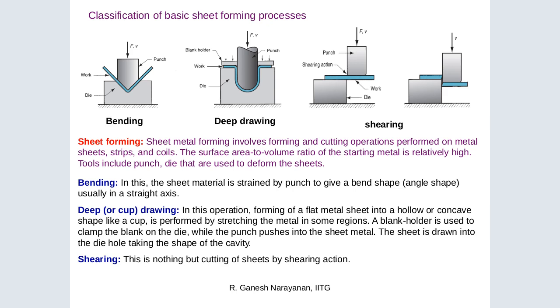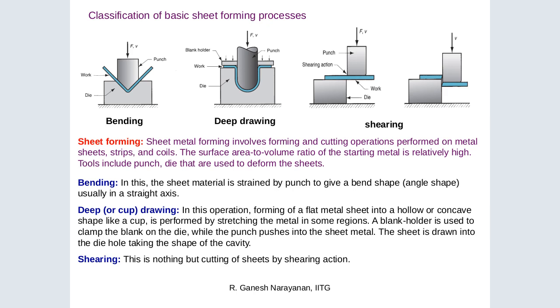Bending. What is bending? In bending, the sheet metal is strained by the punch to give a bend shape, that is, an angle, usually about a straight axis. Deep or cup drawing: in this operation, forming of a flat metal sheet into a hollow shape like a cup is performed by stretching the metal in some regions. The blank holder clamps the blank on the die while the punch pushes into the sheet metal.